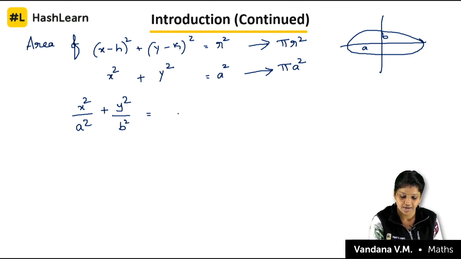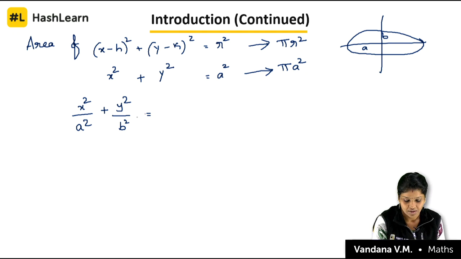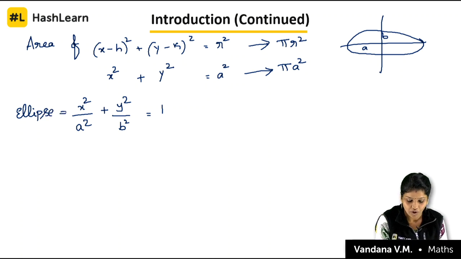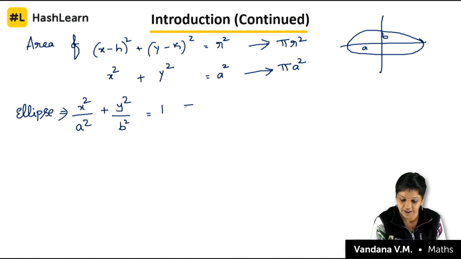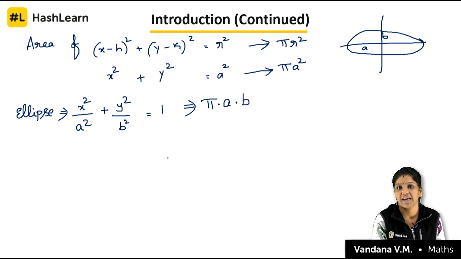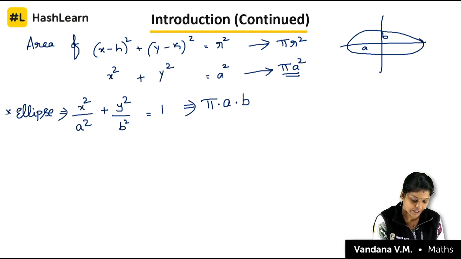What you are asking, Bhanu Pratap? Is equal to 1. What is this? Ellipse. If I want the area of the ellipse, same thing here also: pi into major axis into minor axis, pi AB. In the circle case, major axis is equal to minor axis, so I am getting pi a square. Here pi into AB. So what else I said?